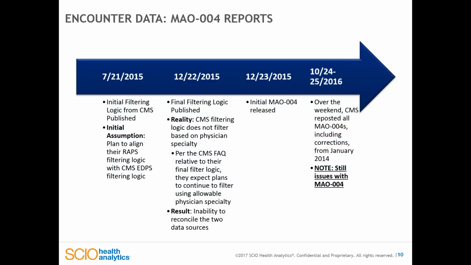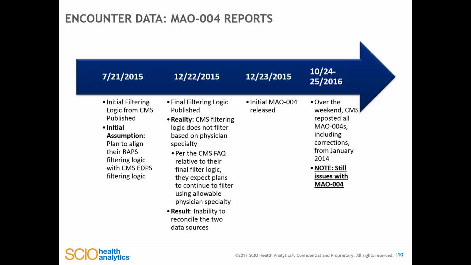Information to the plans, and hopefully flowing to the providers, on what encounter data will be accepted for risk. Here's a little timeline about this. CMS released the first MAO 004, which we find is analogous to a RAPS return file, dating back to 2014, in December of 15. And as we all know, there were many issues with that data. They corrected all of this data supposedly in the third weekend of October of 16, again, retro to January 2014. And as recently as the November 2016 EDPS RAPS user group, we know there are still issues, but we don't have a timeline for correction of those.